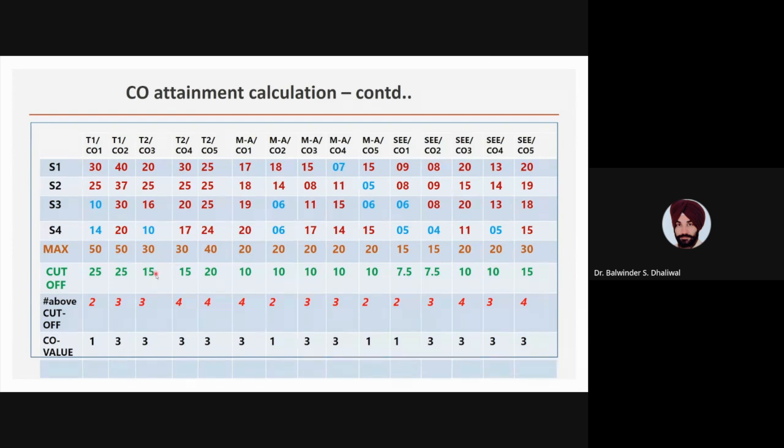So 50% is the cutoff. For 30, the cutoff will be 15. For 40, the cutoff will be 20. And these are the marks obtained by these 4 students in test 2, written CO-wise. Here in this T2 CO3 column, the cutoff is 15 and the number of students above cutoff is 3.